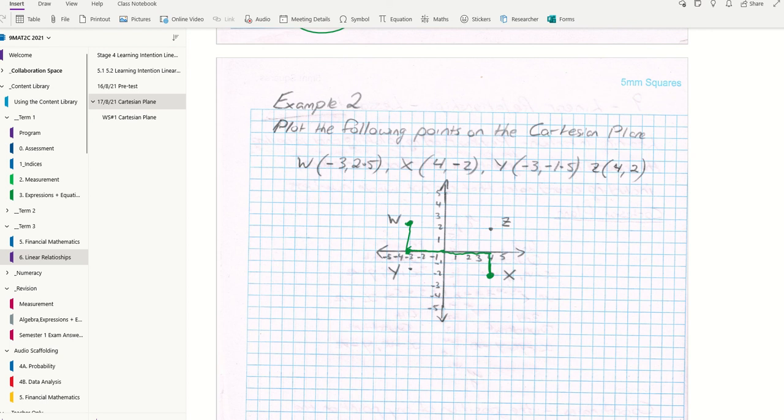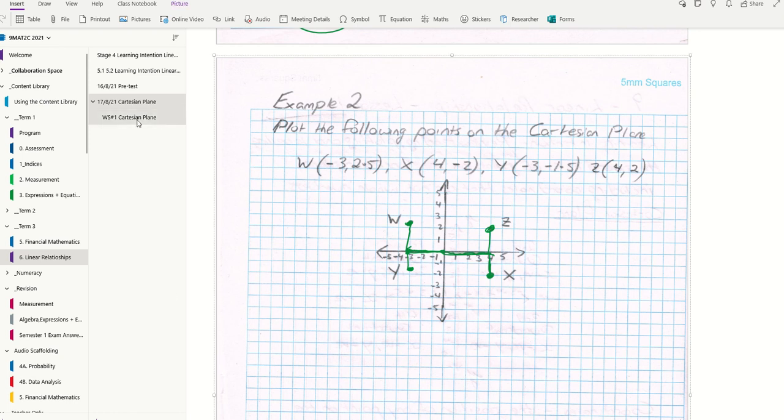Y is minus 3, minus 5, so minus 3, come across 3 to the left, then go down 1.5, there's my Y. And finally my Z is 4, 2, both of them are positive, across 4, up 2, put a great big dot.